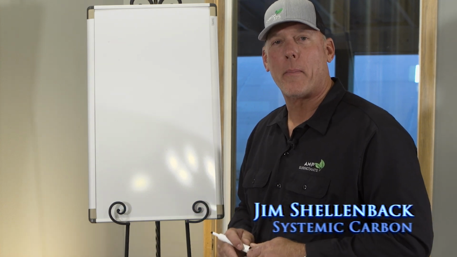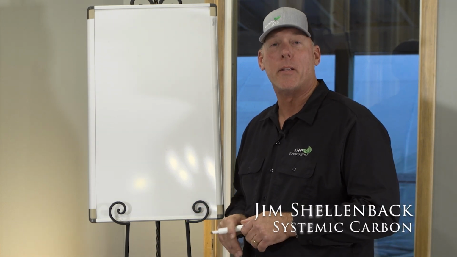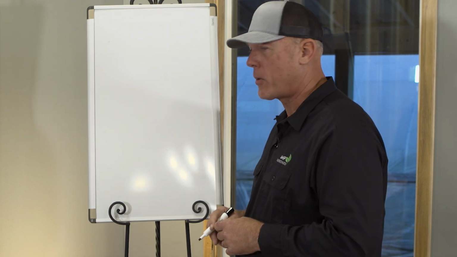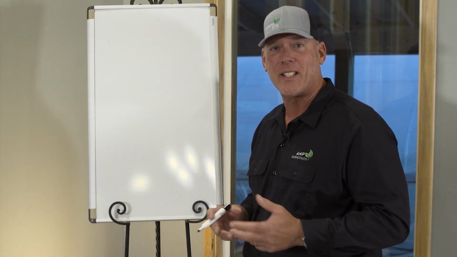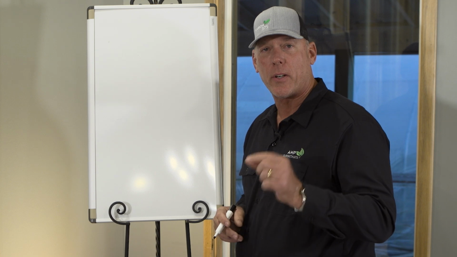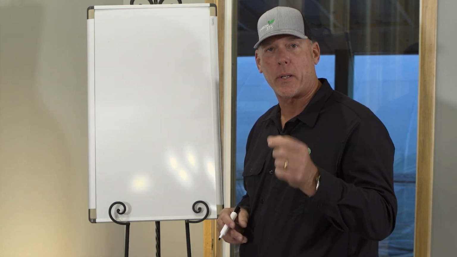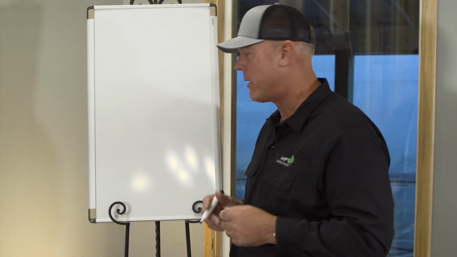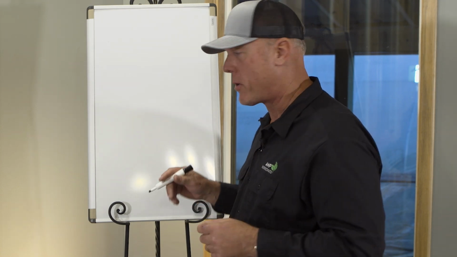Okay, so how does Carbon 375 work in the plant? Carbon 375, as we know, is very systemic. It has a very small carbon particle size that's able to get inside the plant very, very easily. So I'm going to draw a picture of the plant.